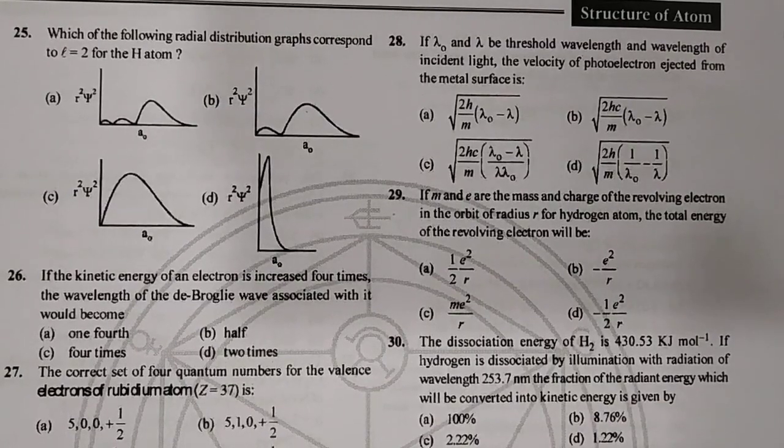25th, you are given 4 graphs. l is equal to 2 के लिए कौन सा ग्राफ सही है? तो that is C Calcutta is your right answer.